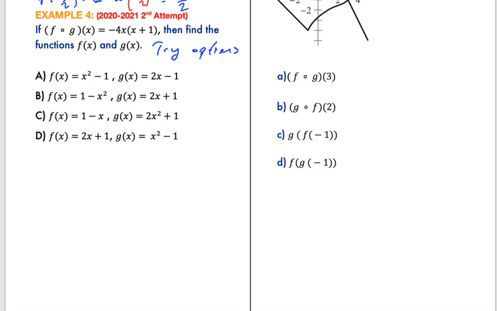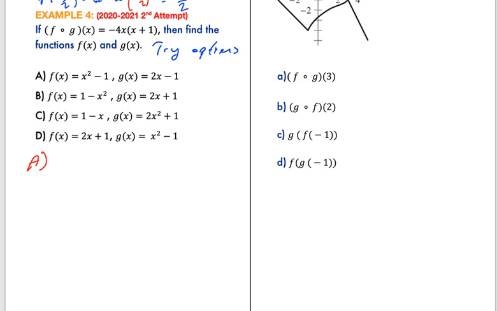In grade 10, you learned how to find the other function if one of the functions is given. But in this question, actually, no function is given. Just the composition is given. So there is no way of solving this except trying options. So try options. Option A.